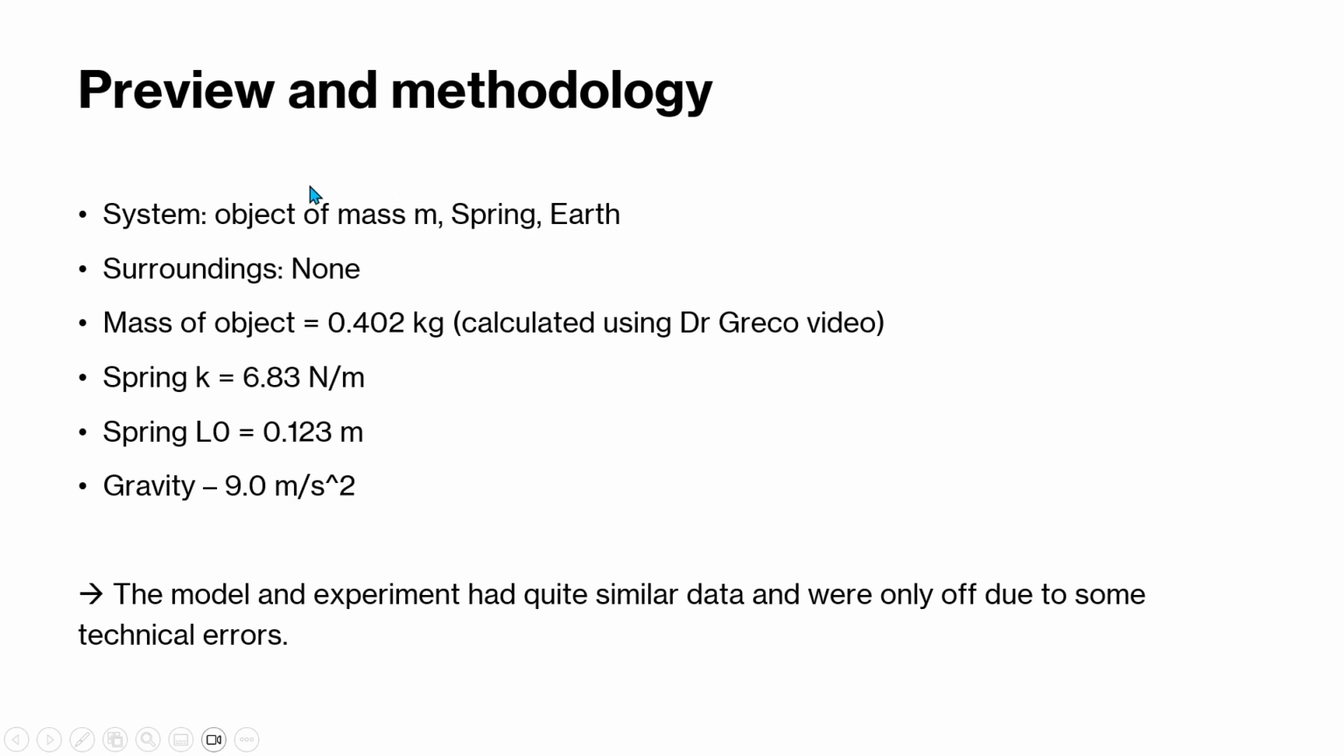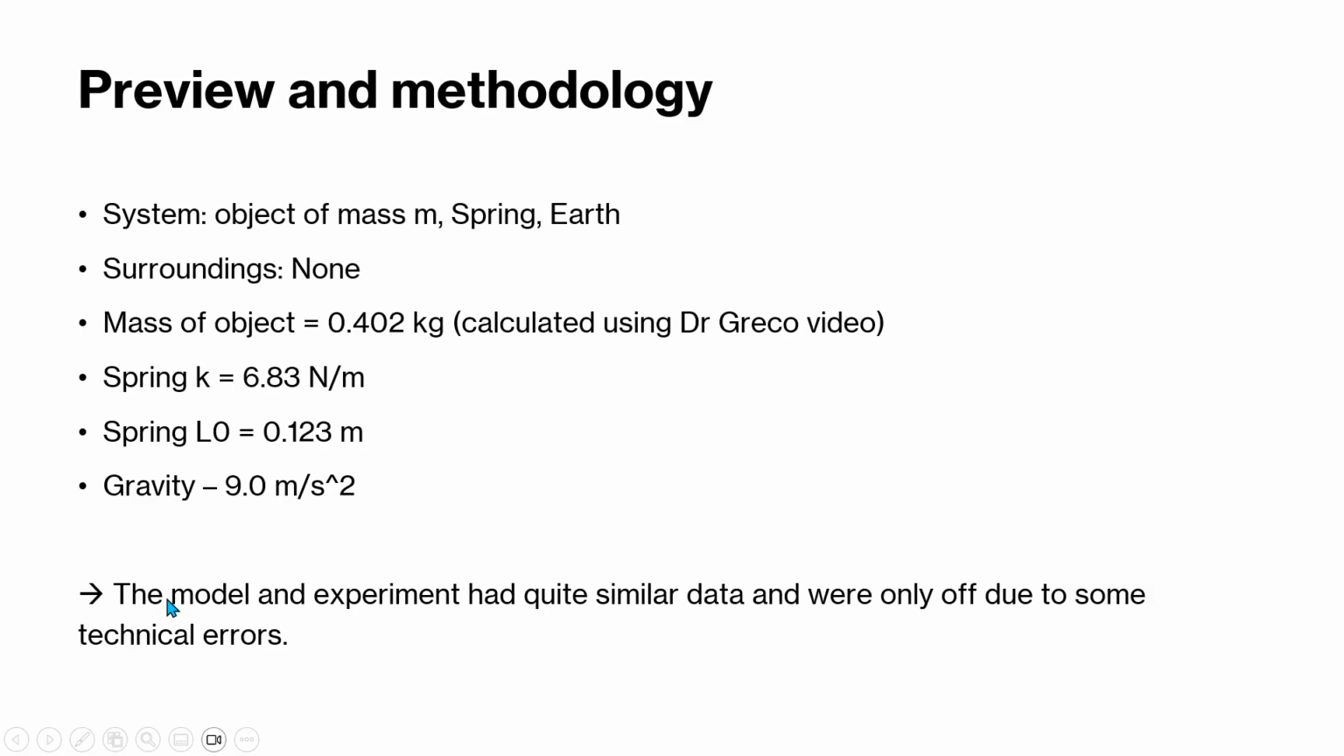Then we have our preview and methodology. We have the system, which is the object of mass m, spring, and the earth. There's nothing in the surroundings as everything acts on the object m. Then we have the mass of the object, which is 0.402. I calculated this using Dr. Greco's video. We have the spring constant k, which is 6.83 newtons per meter. The relaxed length L naught, which is 0.123 meter. And gravitational, that's supposed to be minus 9.8, my bad.